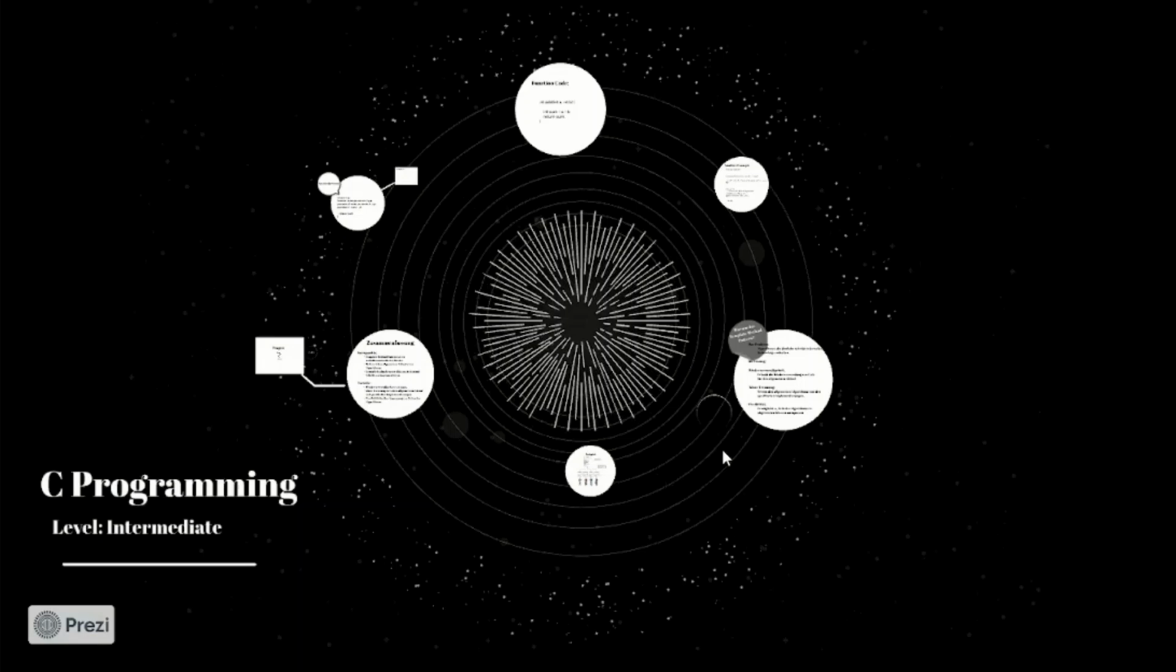In C programming, a function is a self-contained block of code that performs a specific task or set of tasks. Functions are essential for breaking down a program into smaller, manageable parts, promoting code reusability and maintainability.